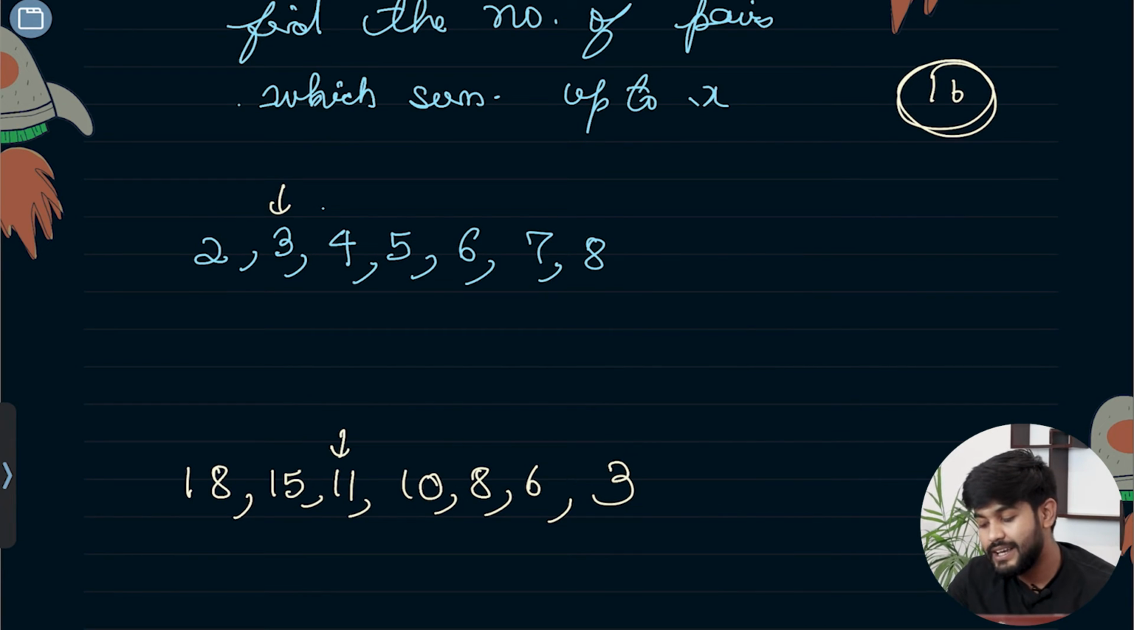11 plus 13, again less than 16. So we need to increase the pointer. So 11 plus 14, 15, which is less than 16. So we need to again increase the pointer. So 11 plus 5 is equal to 16.